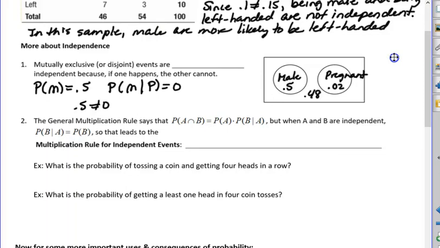And it turns out that mutually exclusive or disjoint events are never independent, because if one happens, the other cannot happen. So the probability of being pregnant is 0.02. The probability of being pregnant given that you're male is 0. Once again, they're not equal to each other.